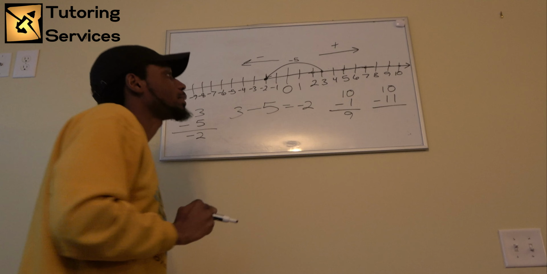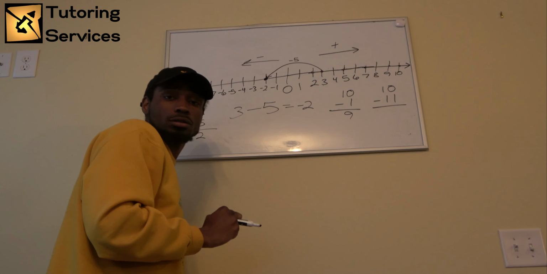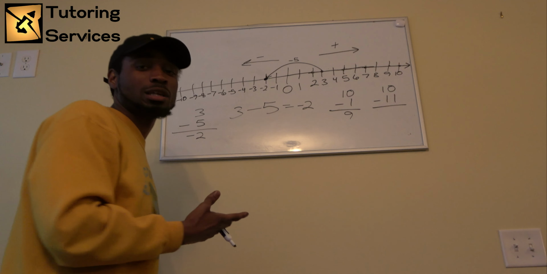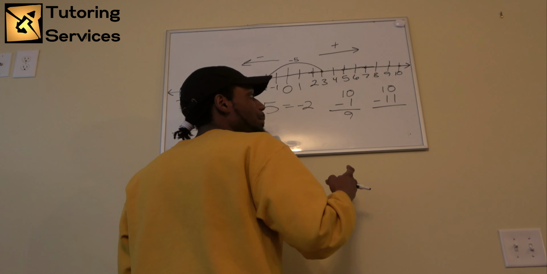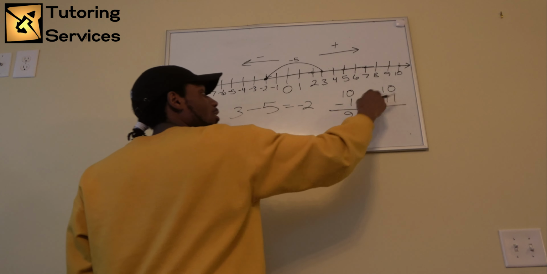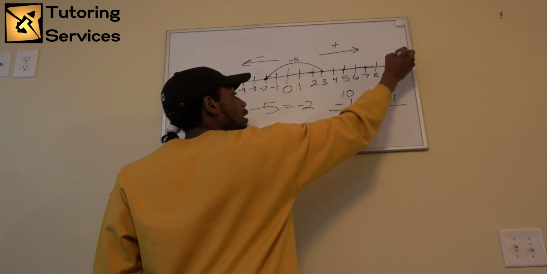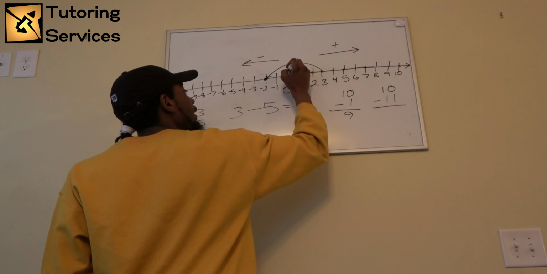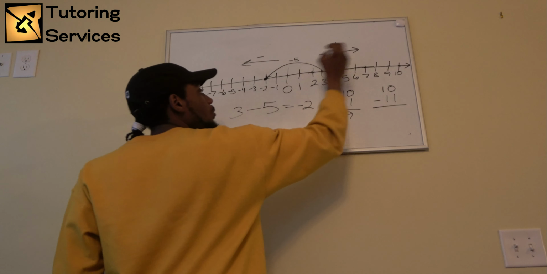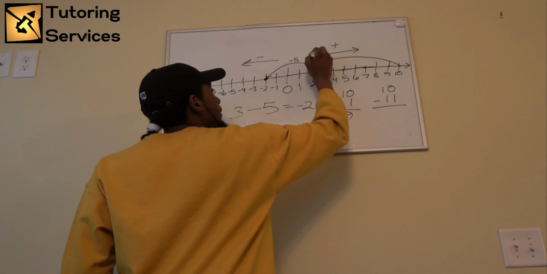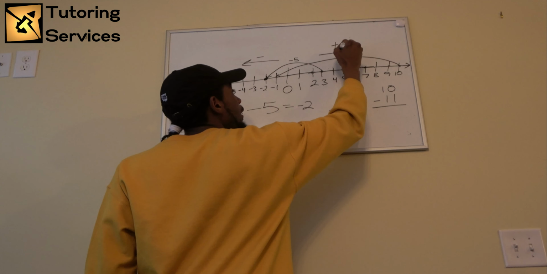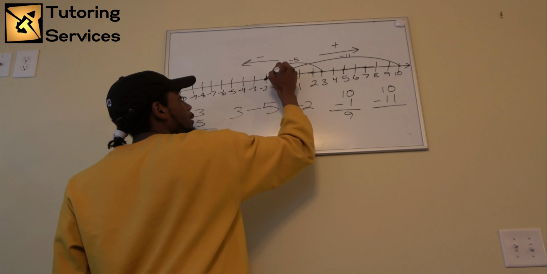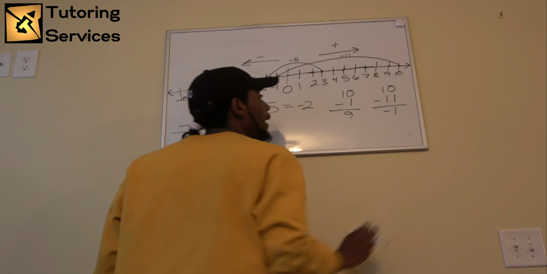Whoa, 10 minus 11. Well, let's count. You can do your fingers, but you don't have 11 fingers. This is also where a number line will come in handy. But nevertheless, we can start at 10 and we count to 11 while going to the left. 1, 2, 3, 4, 5, 6, 7, 8, 9, 10, 11. Oh, so 10 minus 11 equals -1.